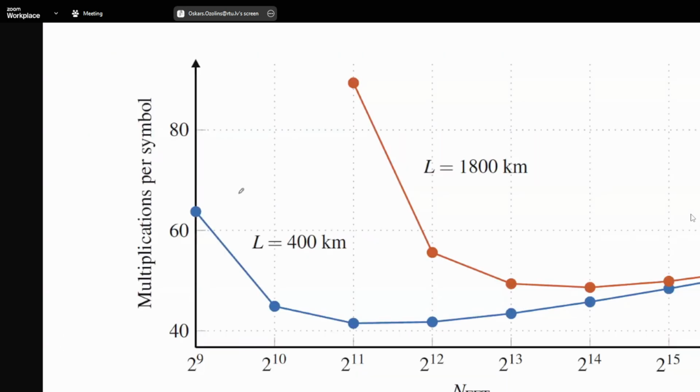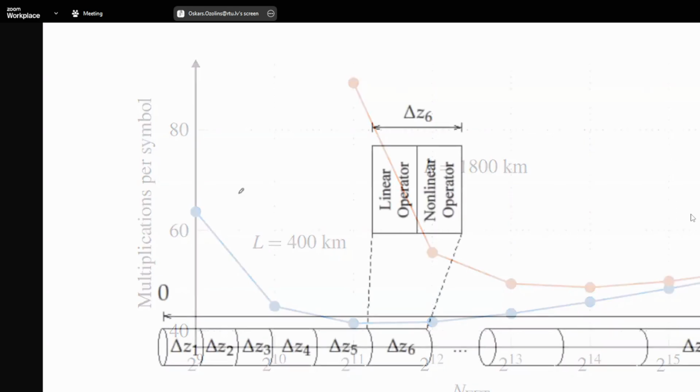Here is also a little bit about the complexity of these, the multiplications per symbol needed. You see that these multiplication numbers depend on FFT size and number of symbols. And you see that these multiplications just increase with the link length. It also depends on the FFT size, fast Fourier transform size.